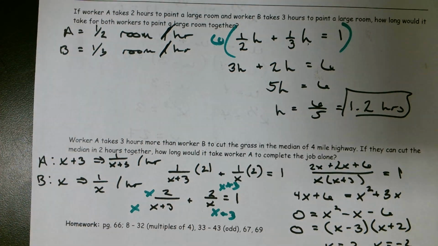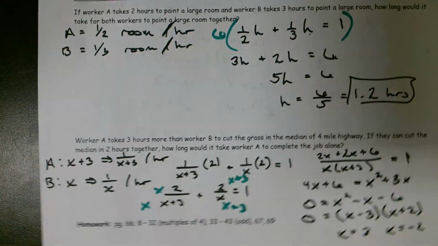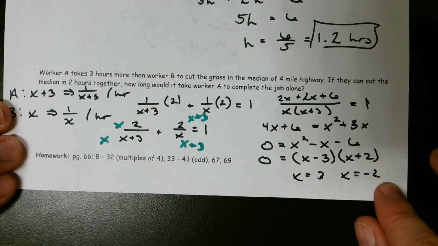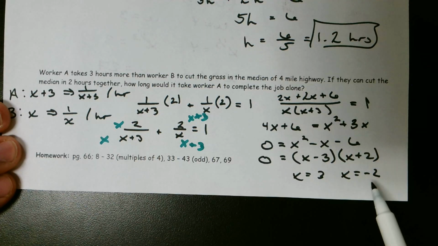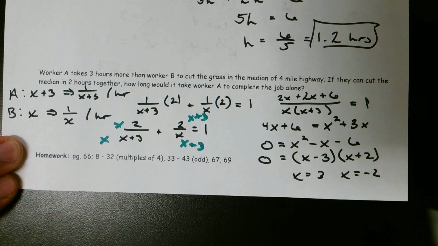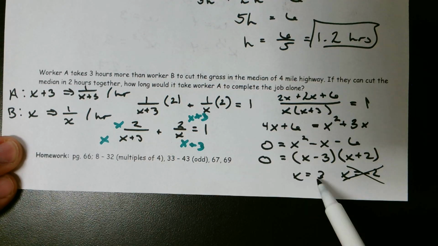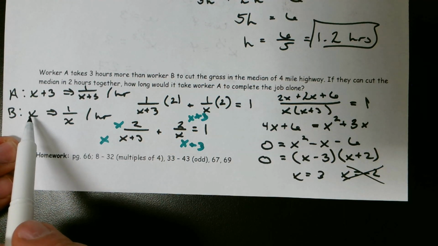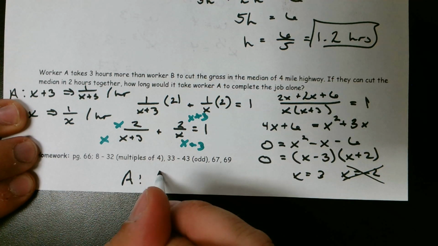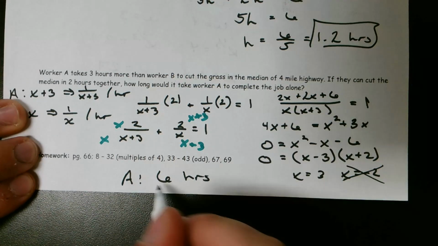Okay, now it should make a little bit of sense why one of them doesn't work. Think about worker B, who cuts the grass in x amount of hours. They can't cut the grass in negative 2 hours. So that's not the case. Okay, so then does 3 work? Yes, 3 works. Worker B can cut the grass in 3 hours, which means that worker A cuts the grass in 6 hours.